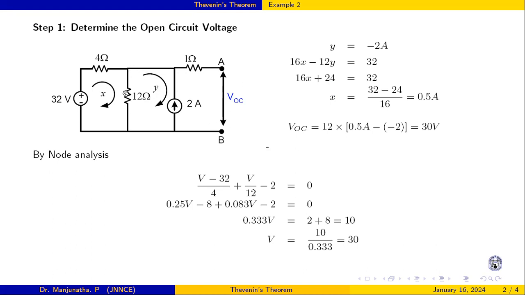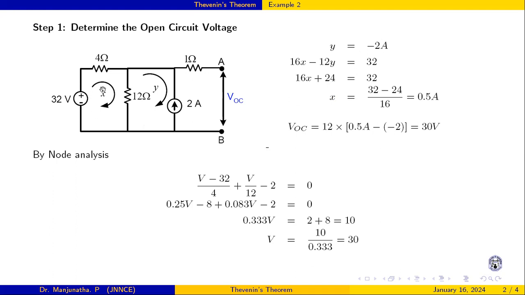To find the open circuit voltage across this 12 ohm, I am applying mesh analysis here. So I have two mesh equations, one is X, another one is Y. While looking at this Y, we have one current source here, 2 ampere, that is opposite to this Y. X and Y are the conventional directions, and the 2 ampere is opposite to this Y. So Y is simply minus 2 ampere.